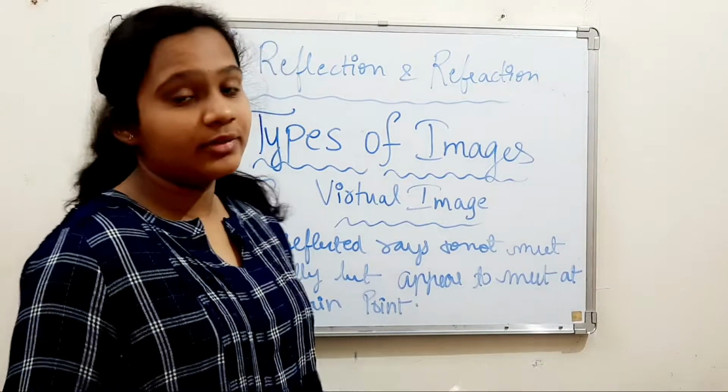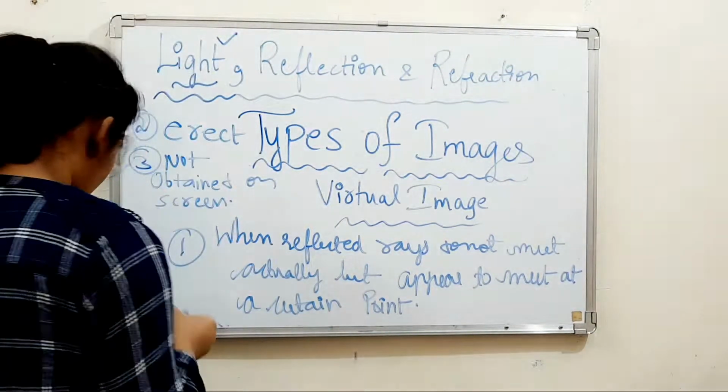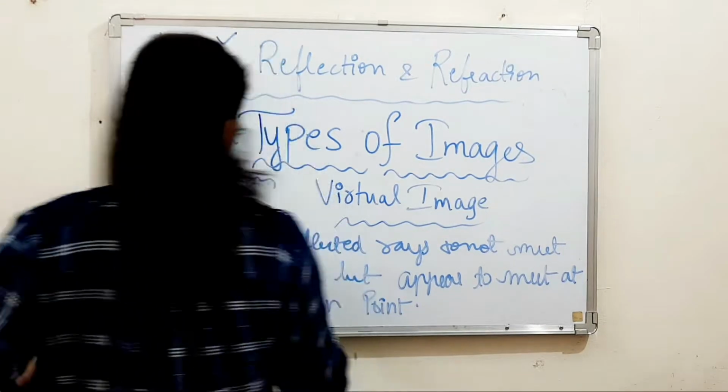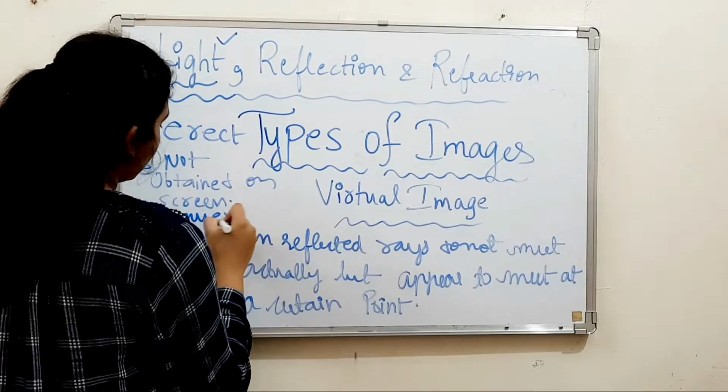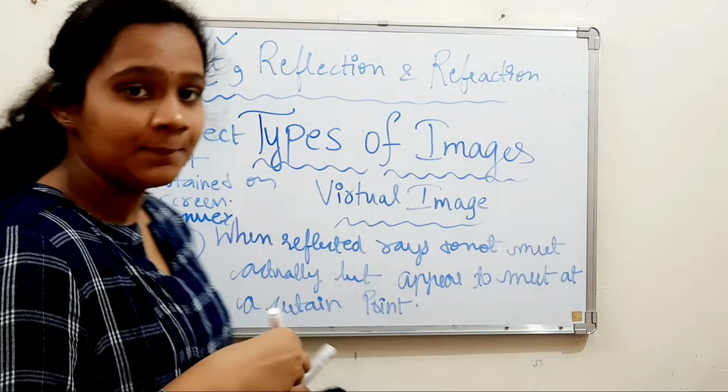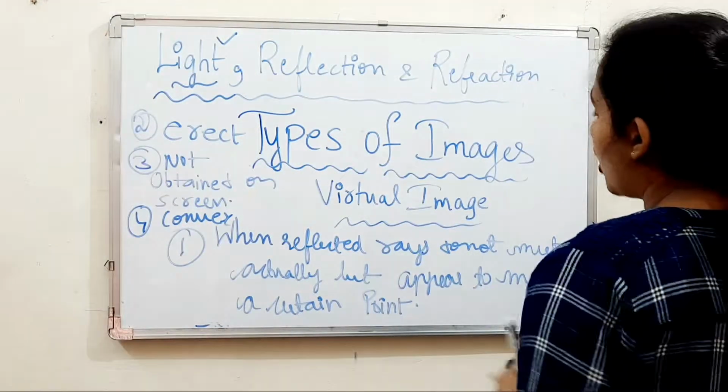And these types of images are always formed in convex mirrors. Remember, this type of images are always formed in convex mirrors. Real images, where are they formed? In concave mirrors, and these in convex.